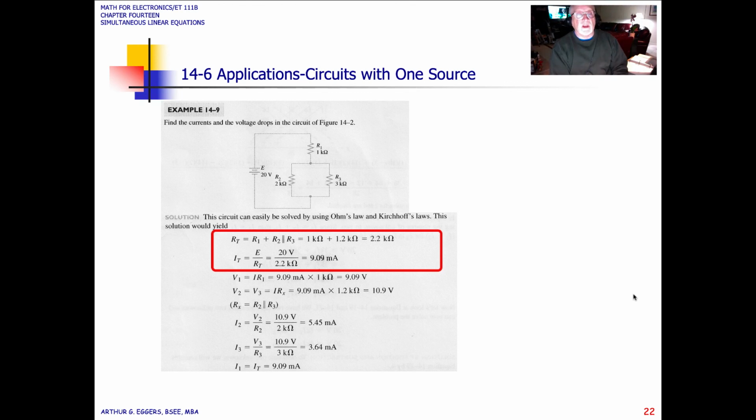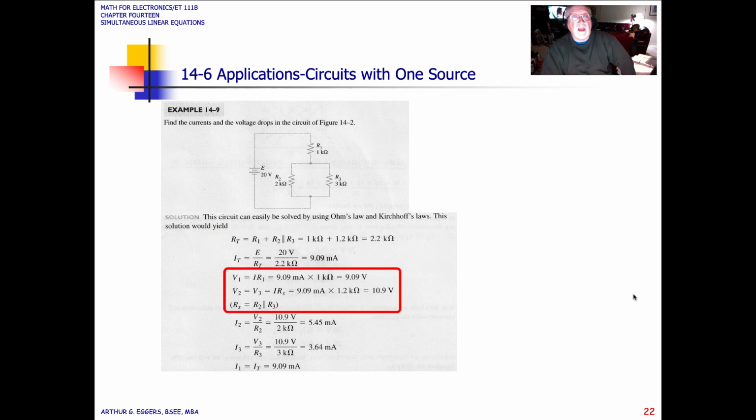The next thing we can do then is solve for the total current in the circuit now that we have the total resistance. So we'll know what the current is from the source. We have a 20 volt source and a 2.2K ohm resistance. So Ohm's law says that if we divide the resistance into the voltage, we get 9.09 milliamps of current. Now we can start looking at some of the voltage drops. The first voltage drop across R1 becomes 9.09 milliamps times that 1K ohm resistor, or 9.09 volts.